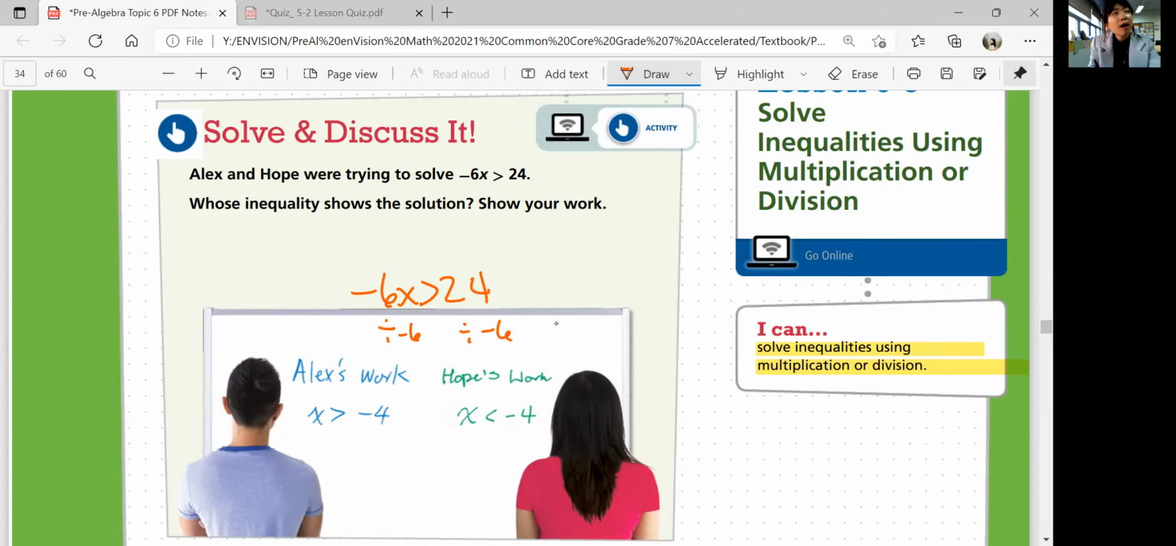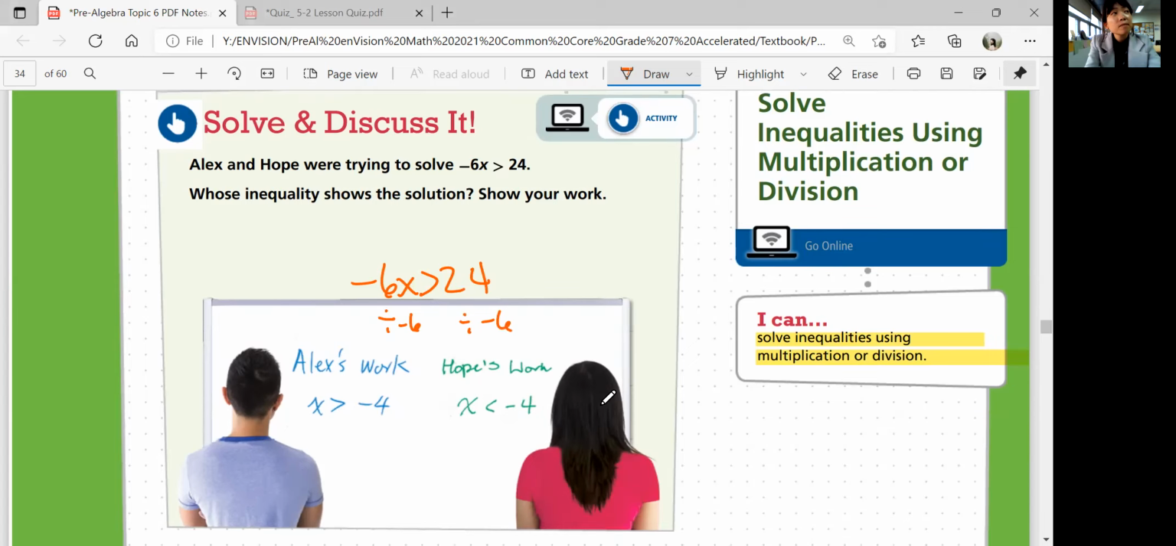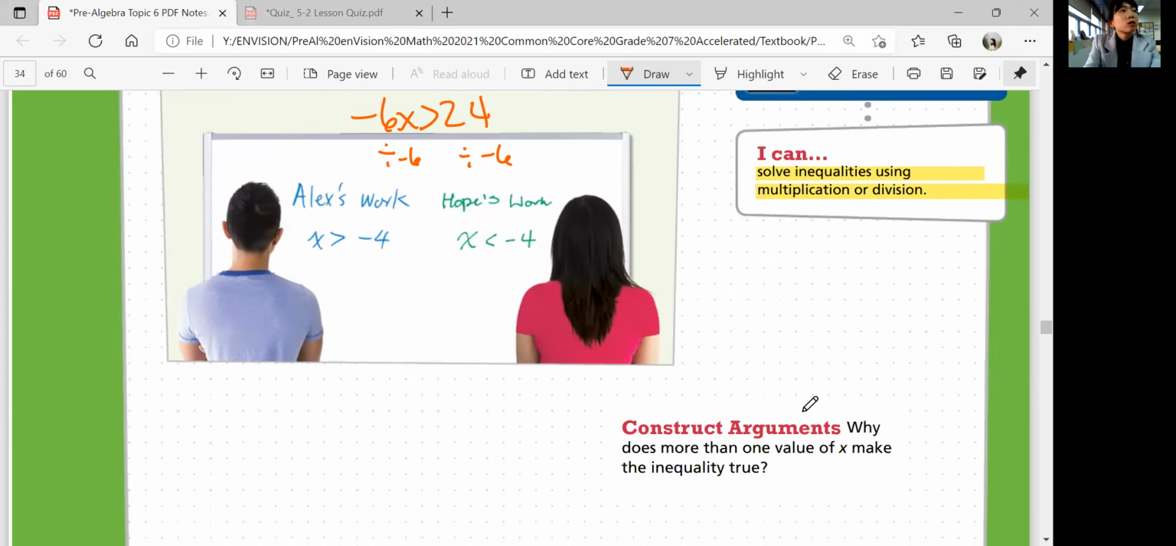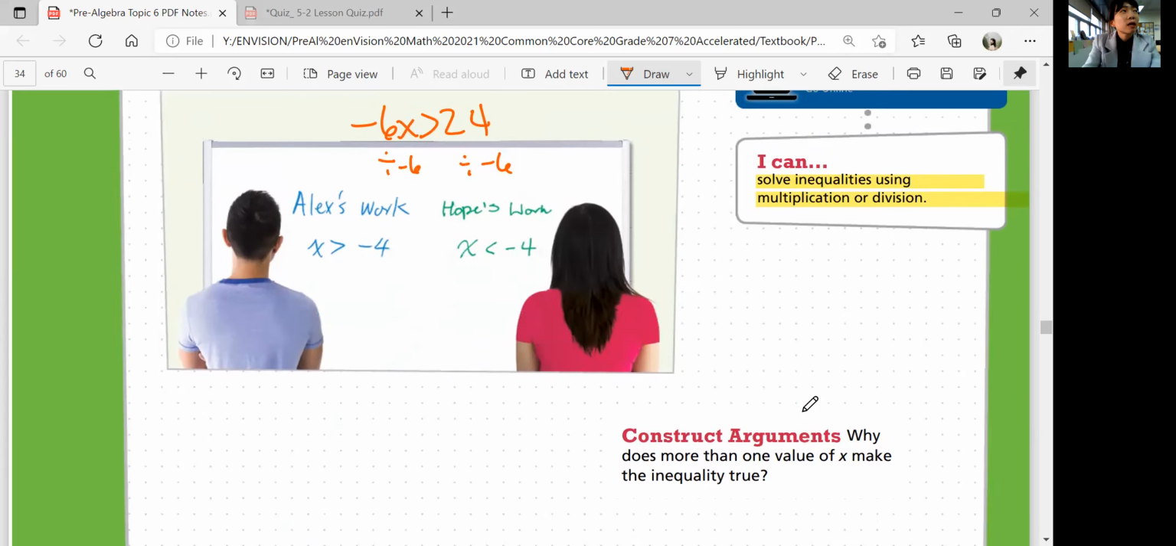And then you have -4 on the other side. But which inequality sign is correct? Okay, and how do you know? Okay, so let's compare some values. Let's make some tables. So this is our original inequality.